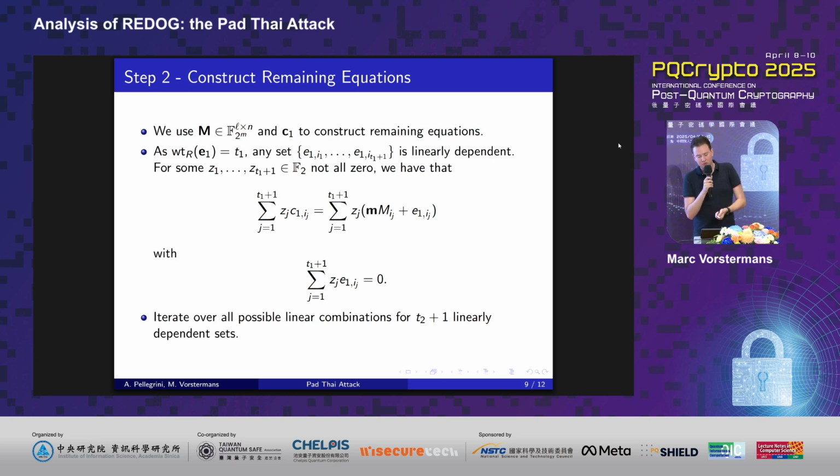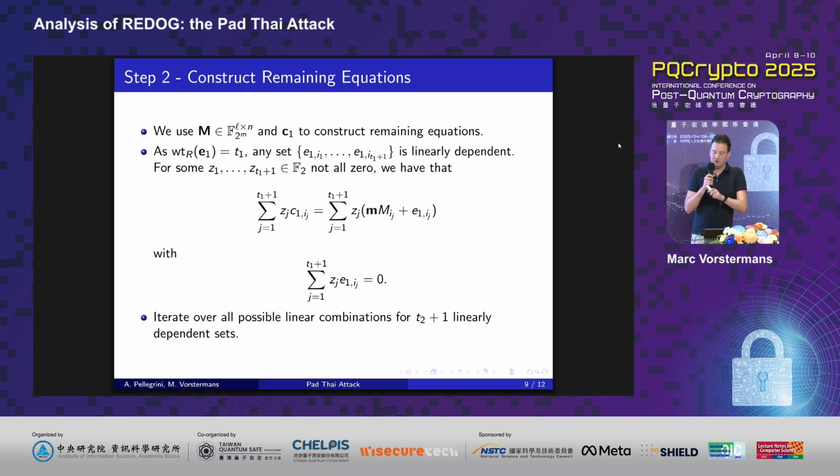What we are now going to do is use M, C1 and E1 to construct the remaining equations. You might be wondering, can't we just apply the same technique as before, where we iterate over arrangements to guess what E1 looks like? But T1 is a bit higher than T2, so it will become too costly. And also, we don't need that many equations anymore. So we will use another idea.